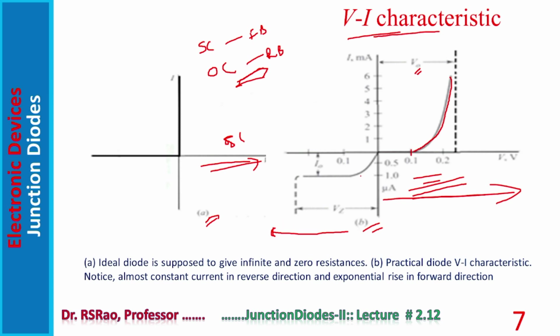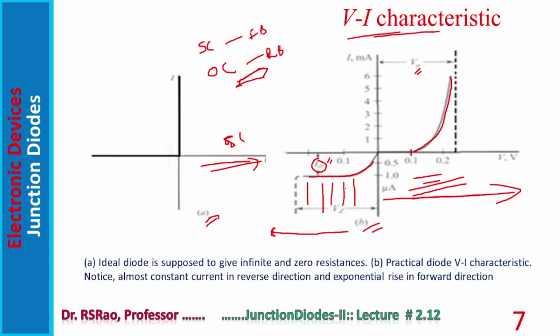One can see that under reverse bias, the diode carries a small amount of current. This is very small, and this current is called reverse saturation current. One can see it is independent of voltage. For all voltages, the current remains the same.